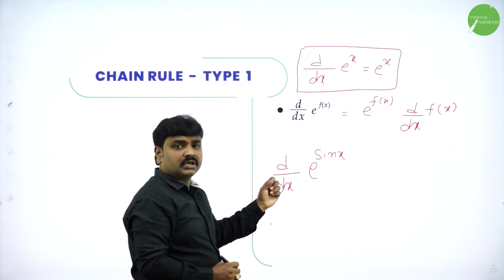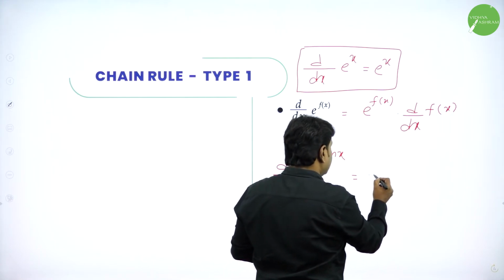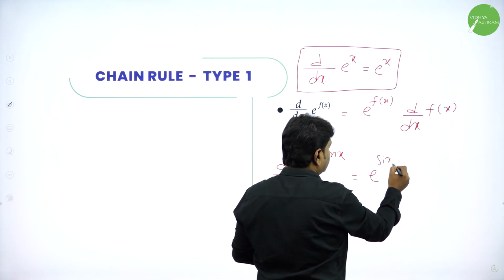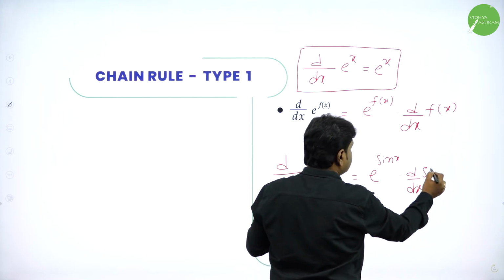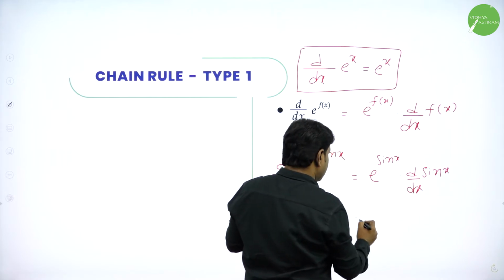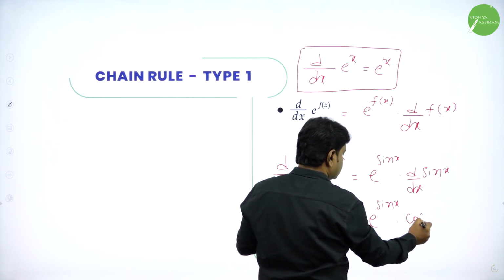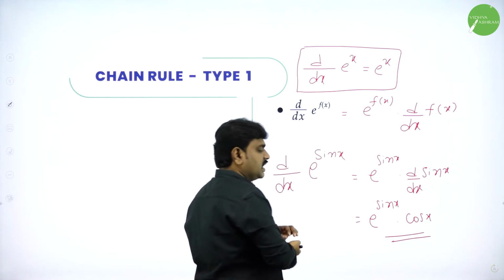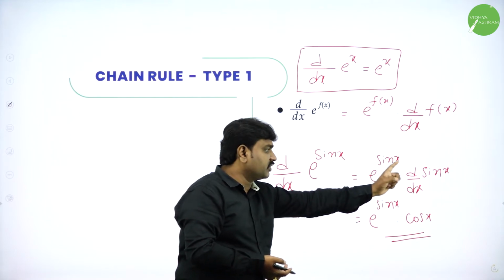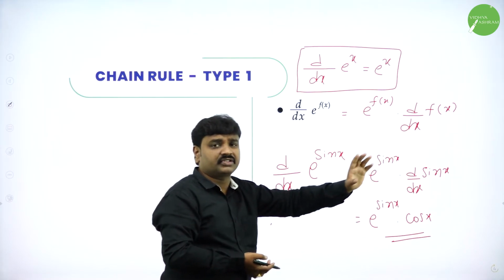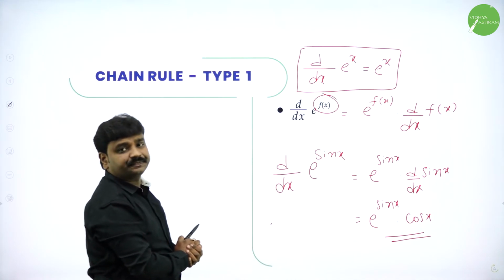Simple example, let me take d by dx of e power sin x. Now it is in the form e power f of x. Derivative of e power sin x is e power sin x into d by dx of the internal function. What is the internal function? Sin x. That is e power sin x into derivative of sin x, which is cos x. This is the answer. See here, the power acts as the internal function.